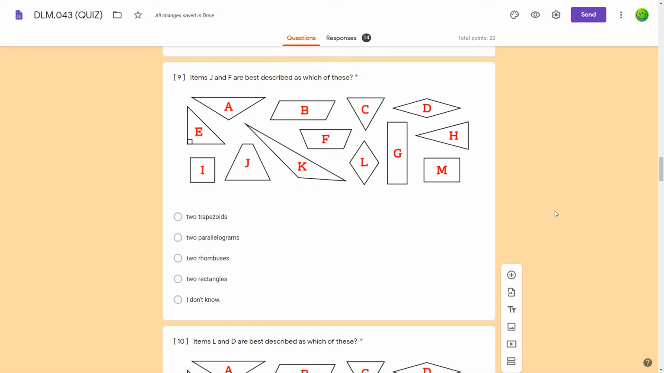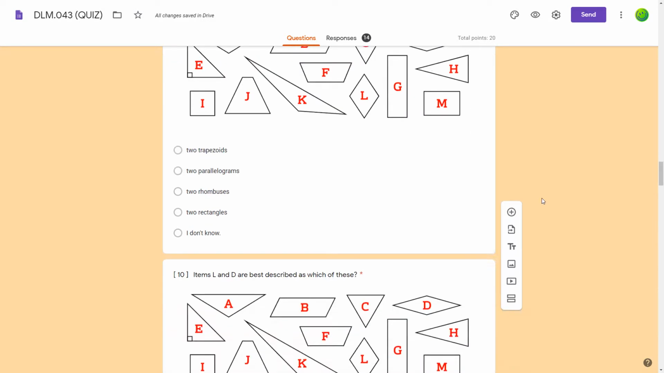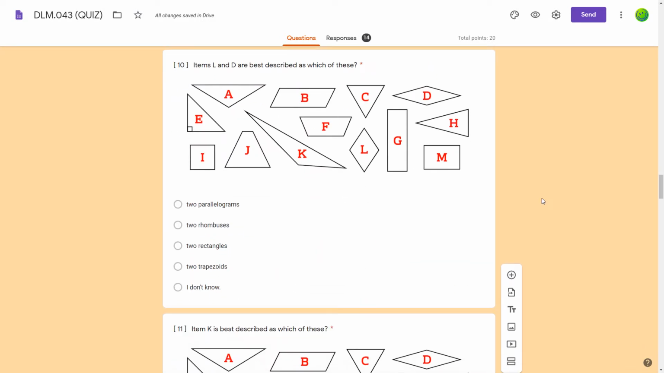Number 9, items J and F. So J is here, F is here. I know that these 2 are both going to be trapezoids because trapezoids have one side that's parallel to each other, opposite sides parallel, and the other 2 opposite sides are not parallel. So opposite side here is parallel to this, but then the other 2 sides, the opposite sides, are not parallel. So there's a trapezoid and there's a trapezoid. These are 2 trapezoids.